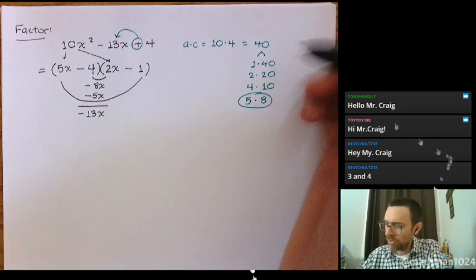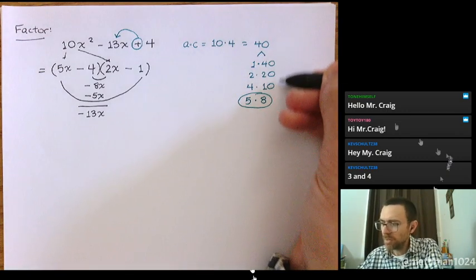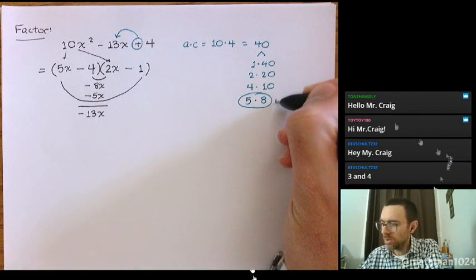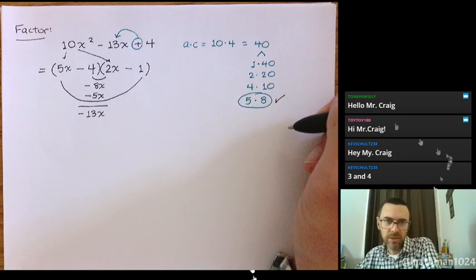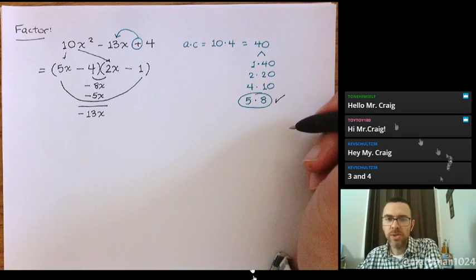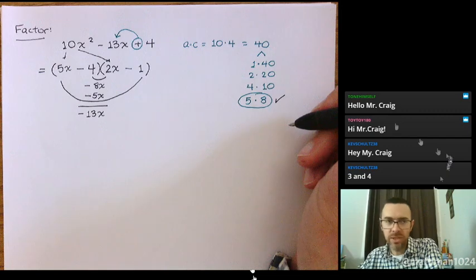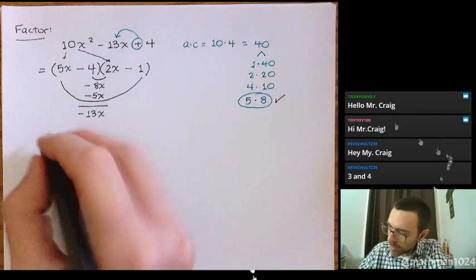Now, you may have to go through the different factor pairs until you find one that works. But that's not really guessing. That's using logic. That's going step by step. That's making sure that you haven't missed anything.